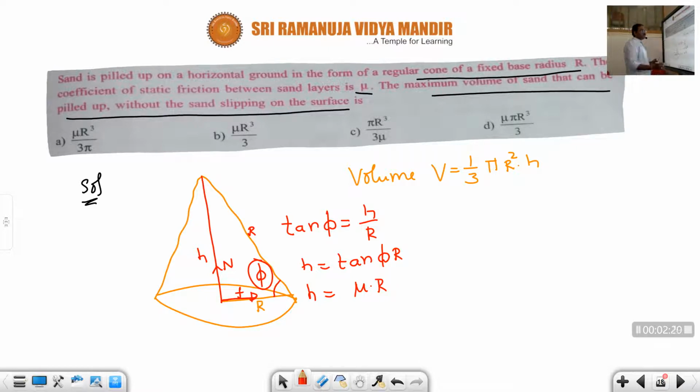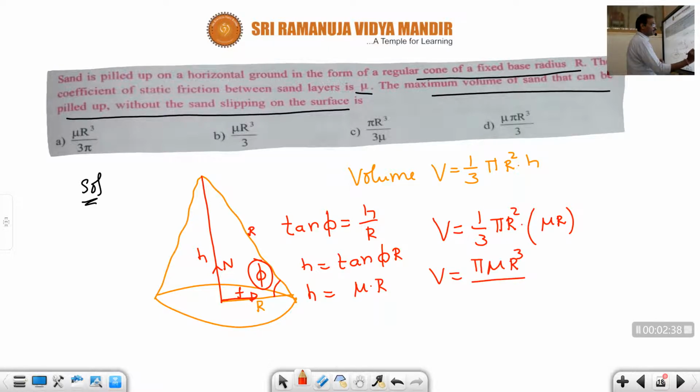Therefore, how much volume of the sand can be piled? Volume V is equal to 1/3 pi r square into height, which is mu into r, substituted. Then volume is equal to pi mu r cube by 3. This is the amount of volume of sand that can be piled on the surface in such a way that the sand is not slipping on the surface. Hope you understand this numerical and how I am solving it.